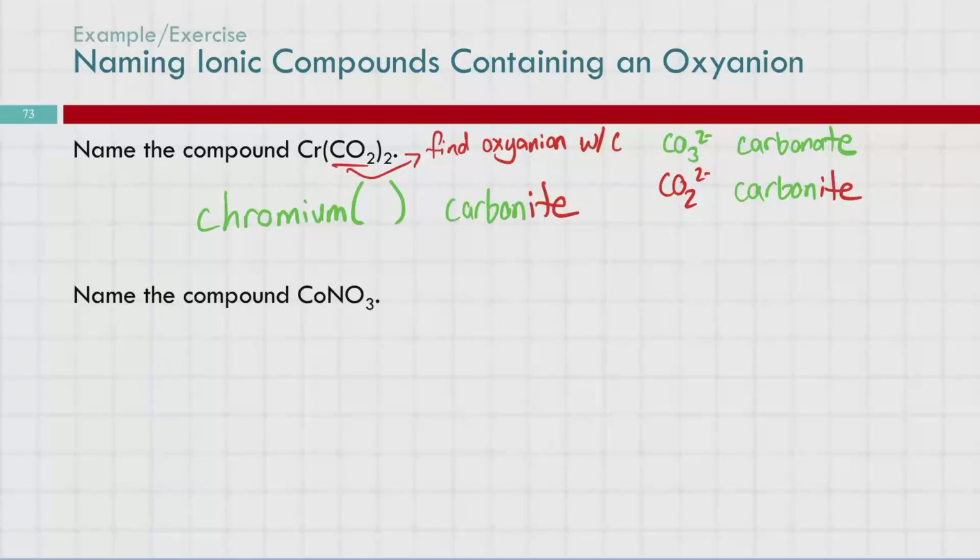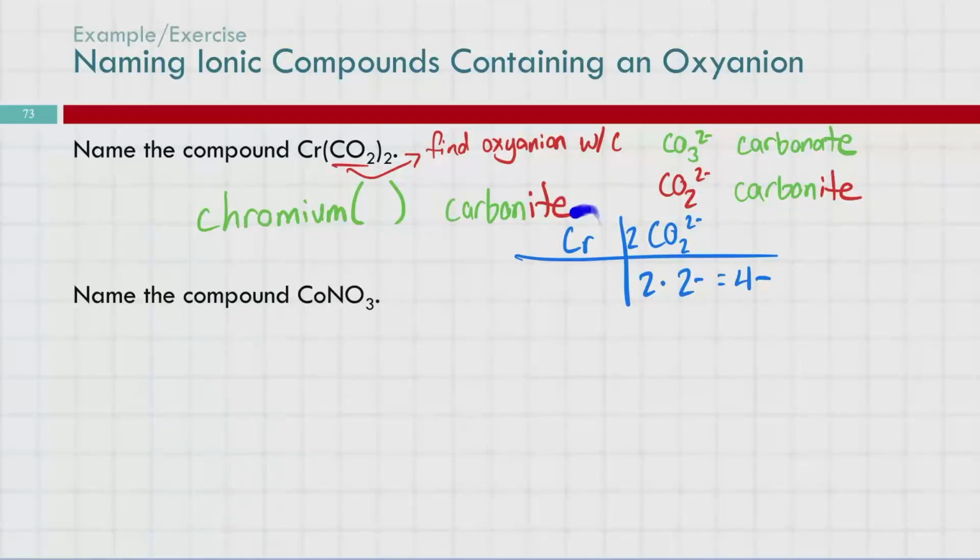We did our little bit of sleuth work to figure out which oxyanion we have. Now we have to figure out the charge for our chromium. So we'll do our little table. We've got 2 CO2, 2 minuses. So 2 times 2 minus, we've got a total of 4 minus. We've got just 1 chromium.